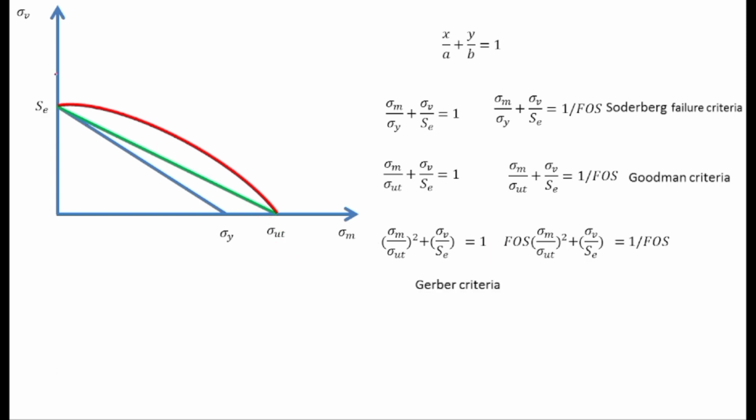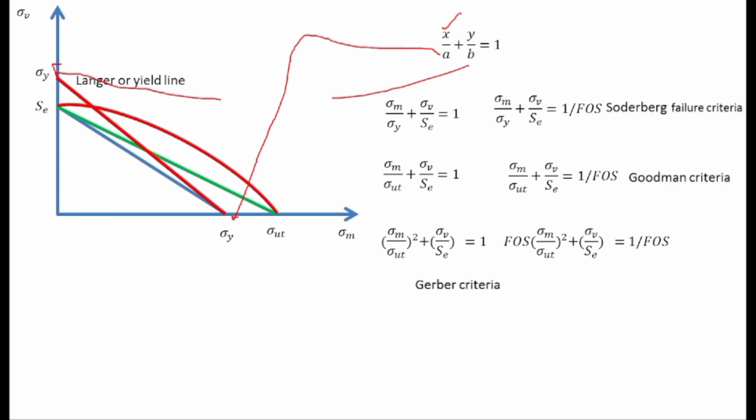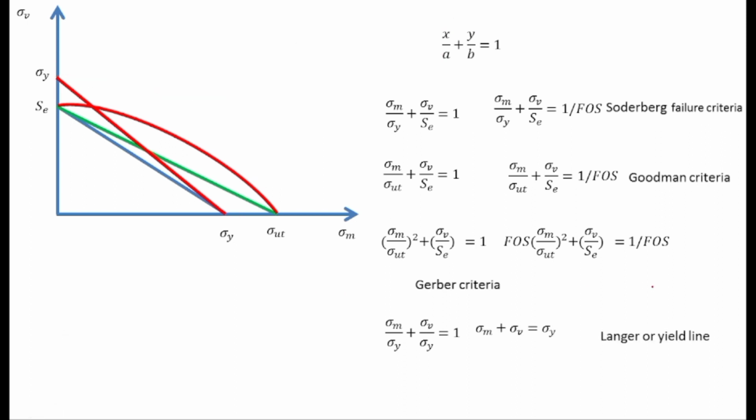Now there was a scientist called Langer. He joined the yield point on the mean stress axis with the yield point on the variable stress axis. He named this line the yield line or Langer's line, since the line was proposed by Langer. And for this Langer's line, A and B both will be equal to sigma yield. X will be sigma mean and Y will be sigma variable. So for the Langer line, the equation is sigma mean plus sigma variable is equal to the yield point. And you can divide this by the factor of safety as well if you want to be safe.